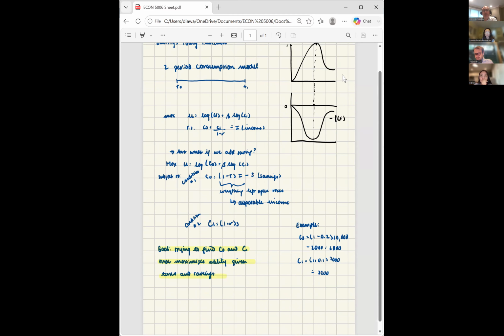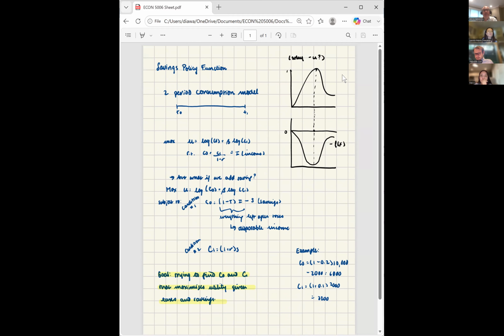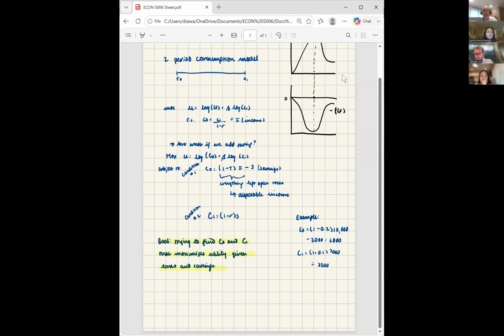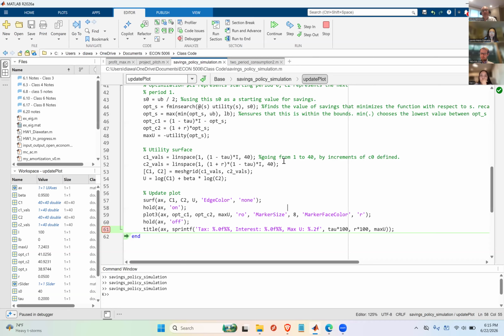Any questions here so far? No. Okay, perfect. I'll switch over to the code then. Let's see, stop share. And then I'll just share my entire screen.